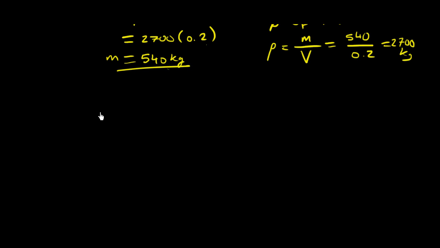So for a regular solid, the volume is easy to measure. For example, if I have a cube like this and I know the length of each side, then I can... what would the other side be? Not that one, this one.